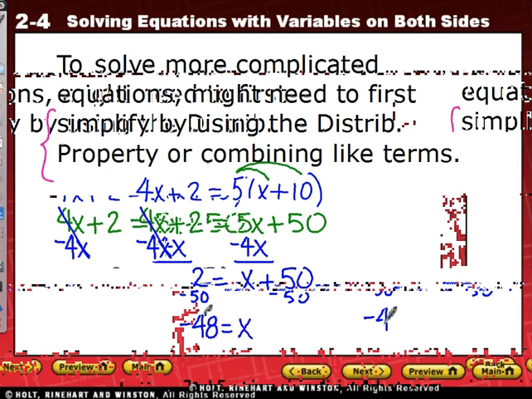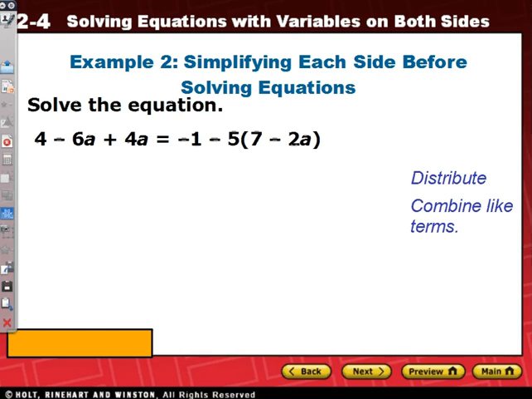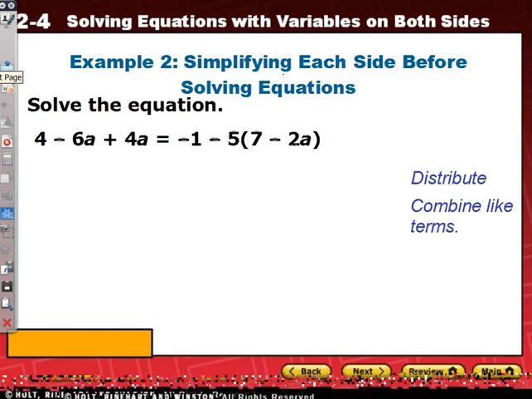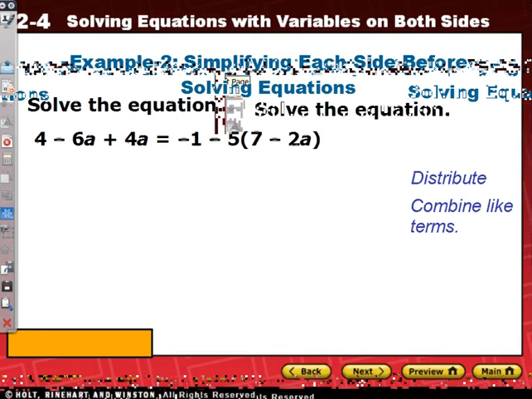Okay. So here's another one. This one's a little more complicated. You can go ahead and just watch this one unless you're dying to write it down. We got a lot going on here. We got some distributing on the right side. We got some things to combine on the left side.